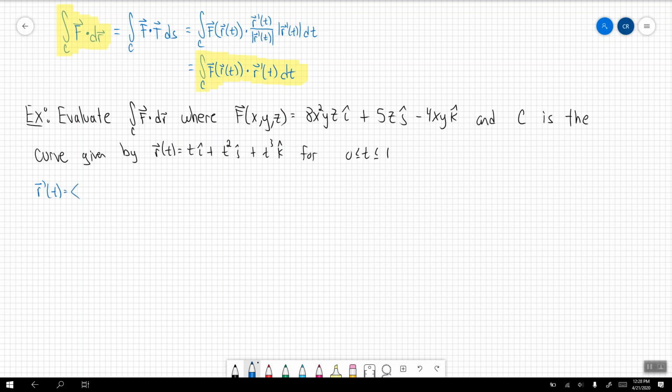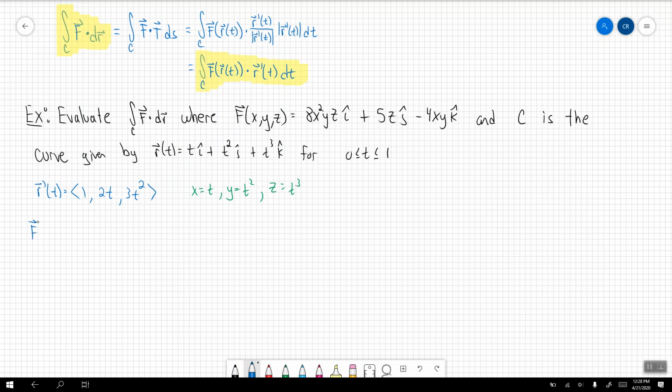I'm going to put this in a vector form here, so that's going to be 1, 2t, and 3t squared. Nice. All right, good so far. Now, next piece of information. I'm going to need to compose my vector field, function composition here of the vector field, with my vector position function. So for the vector position function, I'm going to grab x is equal to t from here, y is equal to t squared, and then z is equal to t cubed.